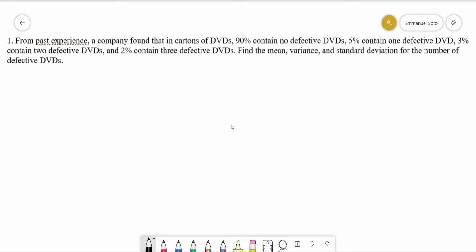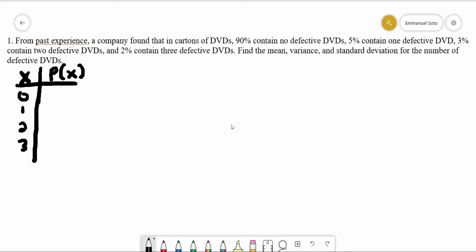All right, so we're looking at x and p of x. So we can have 0 defects, 1, 2, 3, and that's about it. For 0, there is a 90% chance of having no defects. Then we have 0.05, 0.03, and then 0.02. That should add up to 1, which means that this is a probability distribution.